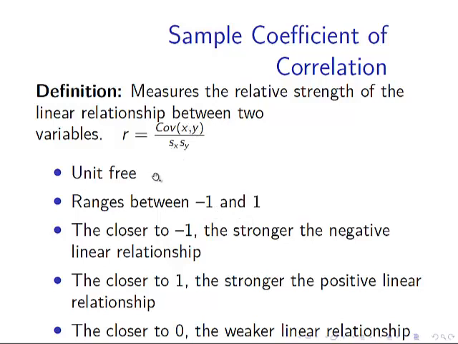Unit free means that, for example, if the length you measure in centimeters and the weight you measure in kilograms, the coefficient is still unit free. There is no unit for this measure. And if it's close to -1, it's a strong negative linear relationship, and if it's close to 1, a strong positive linear relationship. Exactly linear relationship, because it measures the linear relationship.